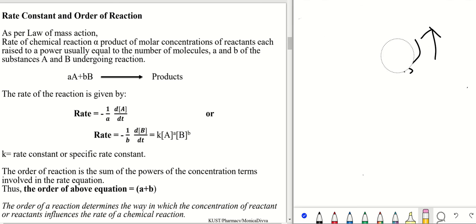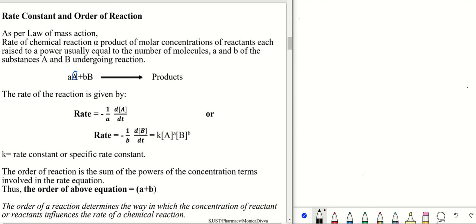Now let's take a reaction into consideration. Here we have taken A and B reactants, and it has undergone some reaction to give products. Here small a and small b represent the number of moles of reactant A and the number of moles of reactant B participating in the reaction.